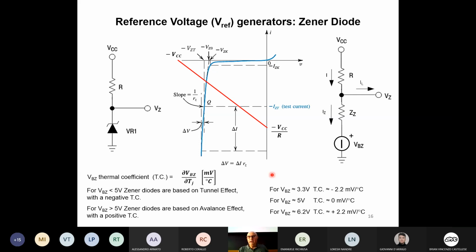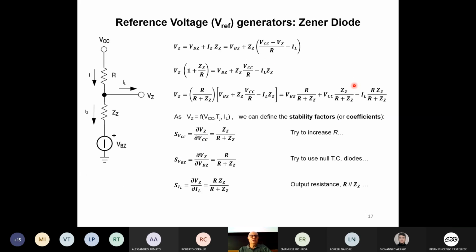Now I want to derive some information from this model here. So I move to the next slide. What is my point? My circuit is like this. You have the VCC, the biasing resistor R, then that's the model for the diode, ZZ and the breakdown voltage, and that's the output. I'm considering the possibility to take some current from this circuit.